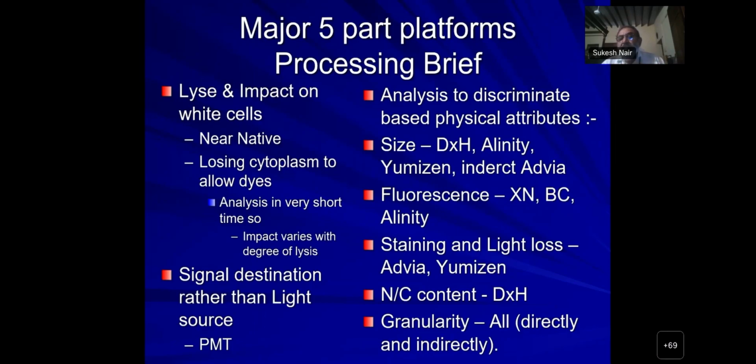Then, of course, the nucleocytoplasmic content, that is how much of the cell is cytoplasm and how much is nucleus. That is only possible on the conductivity platform of DXH from Beckman. But as far as granularity is concerned, that is scatter, all cell counters, directly or indirectly, identify granularity.